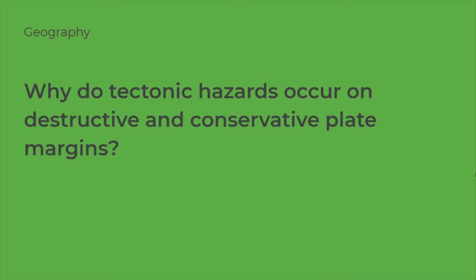This can create, remember, two hazards, earthquakes and volcanoes. Whereas then we looked at our conservative plate margin, and actually on a conservative margin, the two plates are moving past each other, either in opposite directions or at different speeds. And the only tectonic hazard that occurs there would be an earthquake.